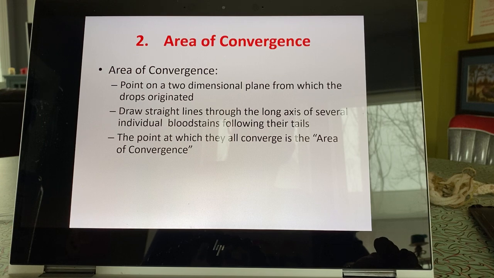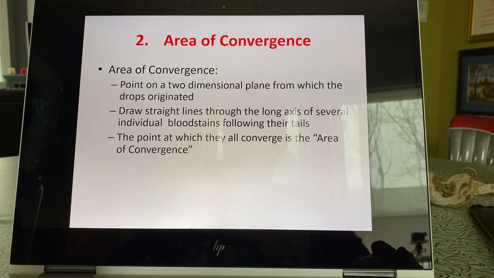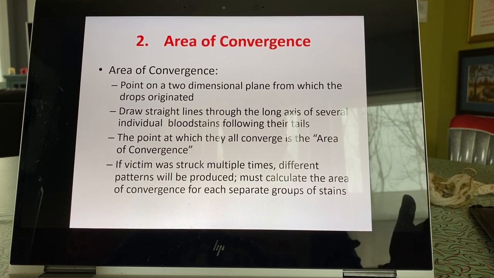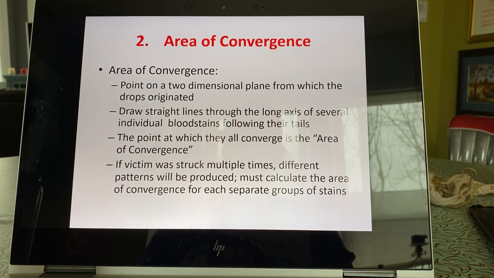It basically gives you the location of that event, but it's still on the surface, so it's in two dimensions. And remember, different strikes are going to equal different clusters of stains, and so you need to go through this process for each separate cluster of stains.